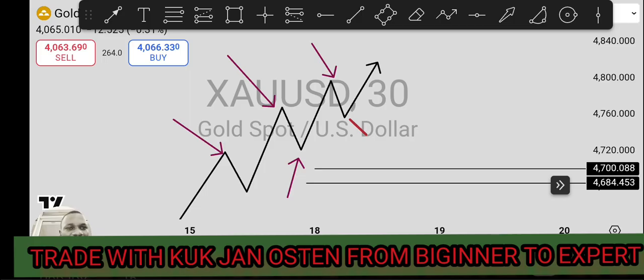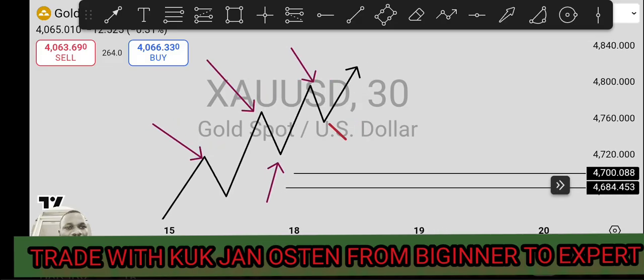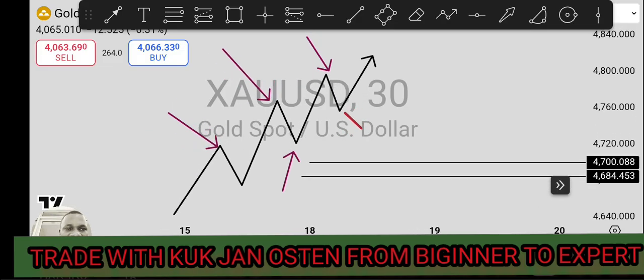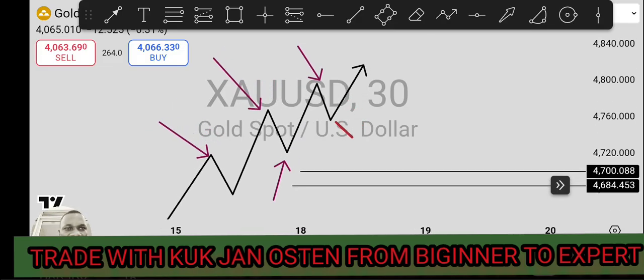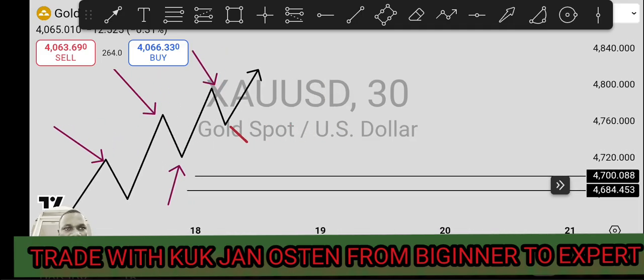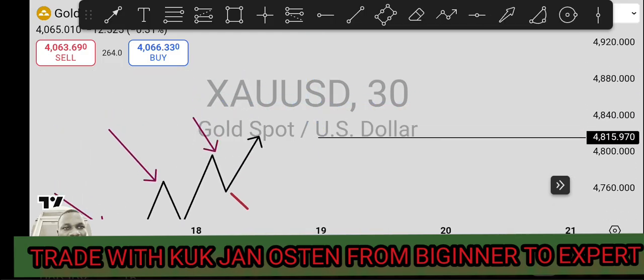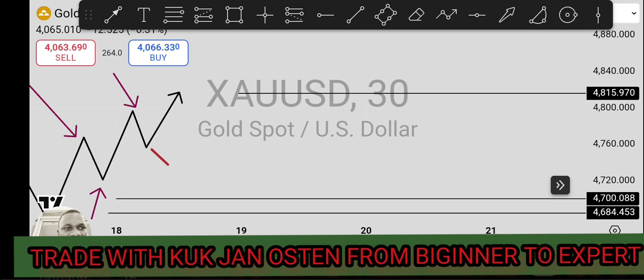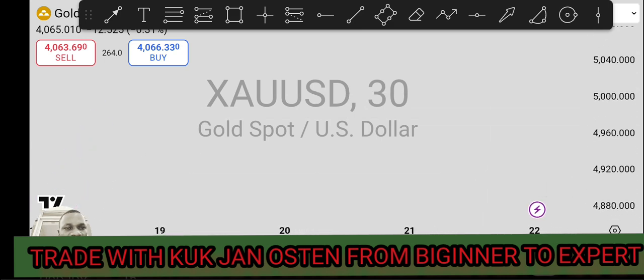After identifying the trend, if it's a trending market, we start marking up our key levels. This first example is an uptrend. Now I'm going to show you the second example, a downtrend, and how you can identify it.